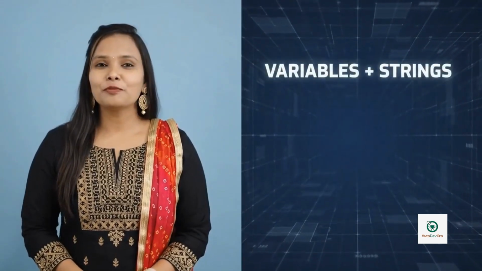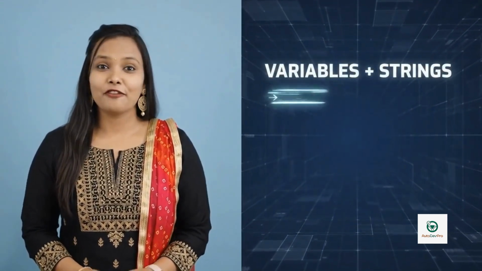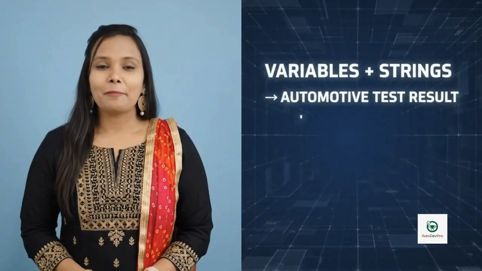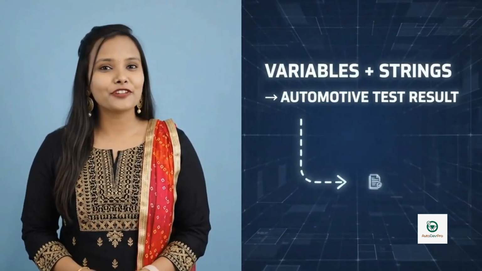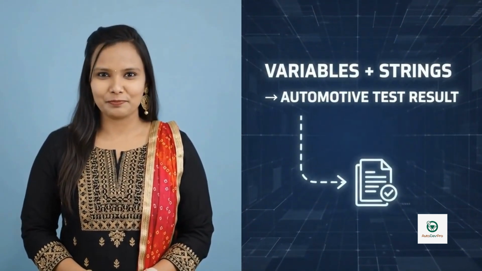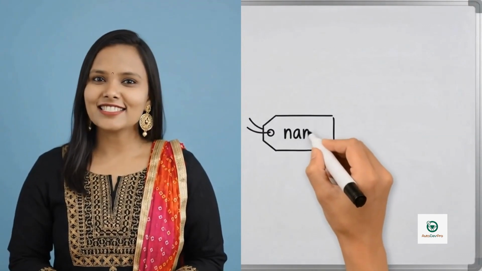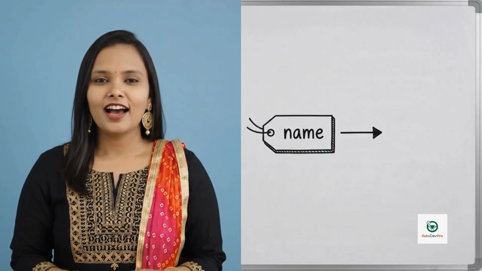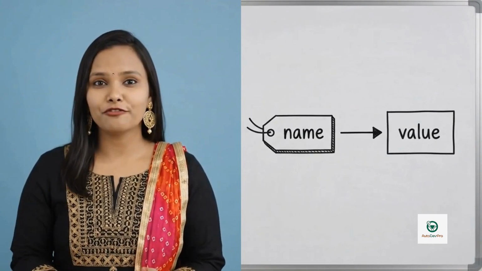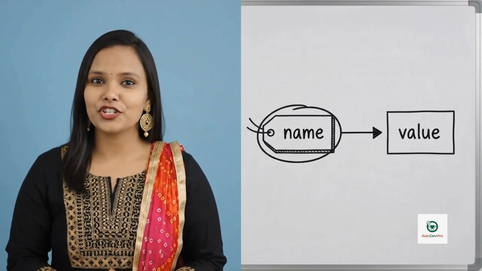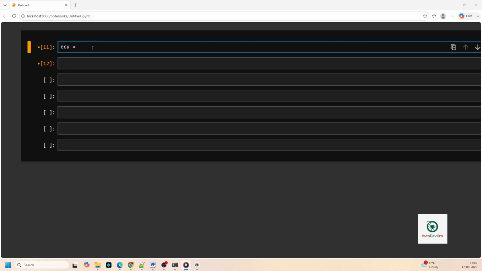We're starting with two of the most fundamental Python concepts, variables and strings. By the end of this video, you'll have built your first small automotive automation script. Let's start with variables. A variable gives us a way to store information and give that information a name. For our automotive example, let's store the name of the ECU.